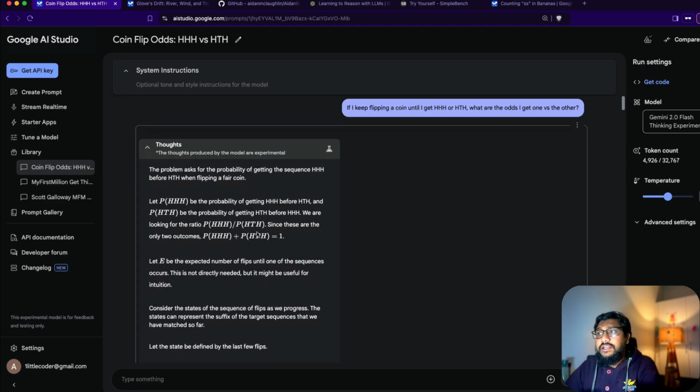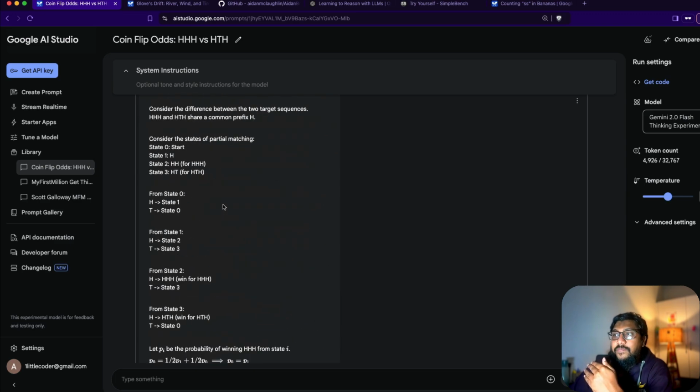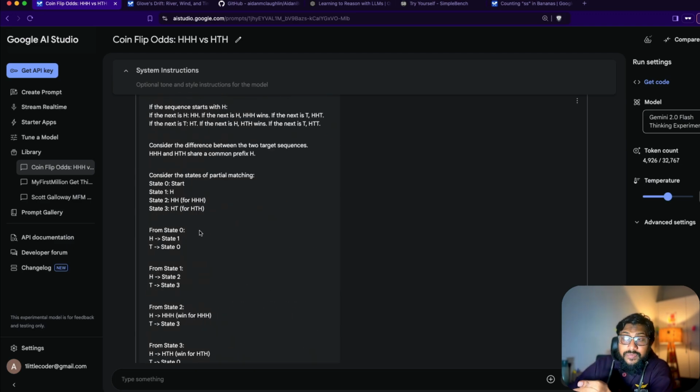And then you can see that it goes through like a math intern. The problem asks for the probability of getting the sequence HHH before HTH when flipping a fair coin. So one, it understands the problem, what are the odds I get one versus the other, and then it goes on to try to solve the problem. Finally, you can see here it tries to create the states. I don't know how many of you know Markov chains, but when you do a Markov chain, this is the kind of state transition you would draw to understand what the current state is and where the next state is going to be. And this model is trying to do all these kinds of things.